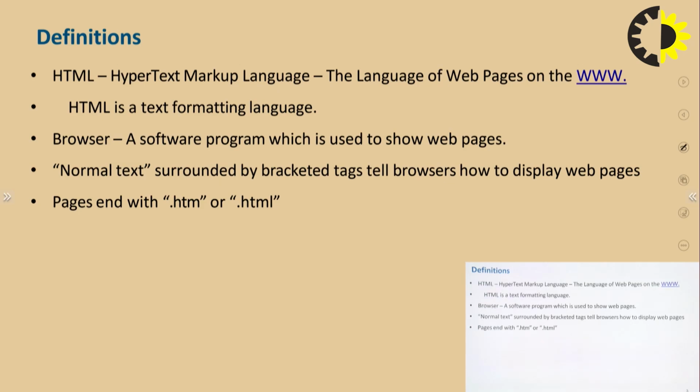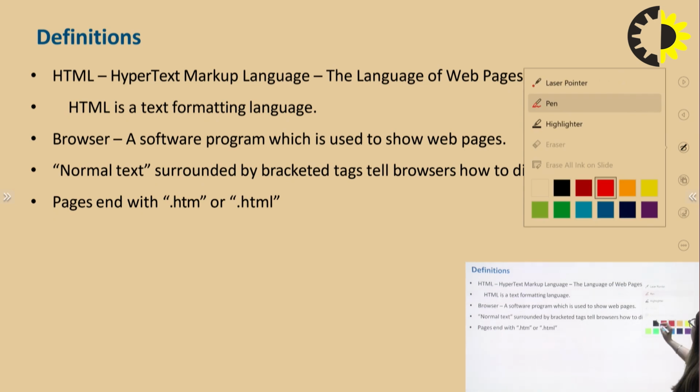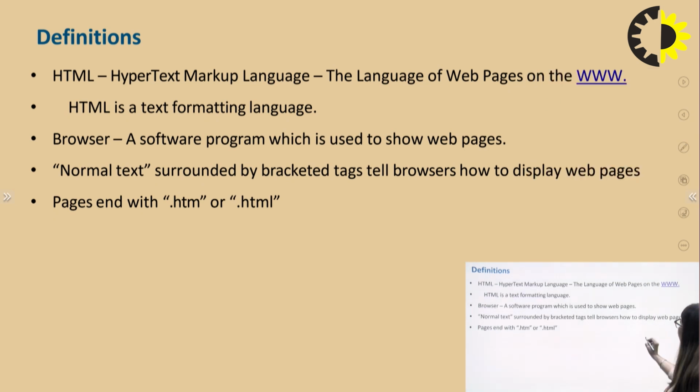HTML is called hypertext markup language. Why are we saying hypertext markup language? Because when we write any HTML program, we mark it with a tag. The tag is mandatory. What is a tag? A tag is like this.